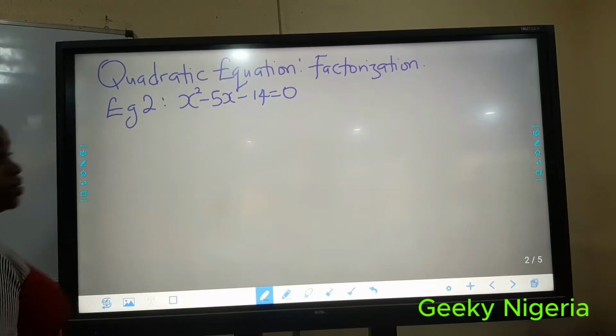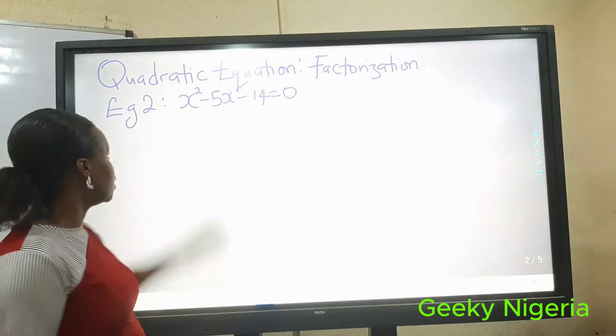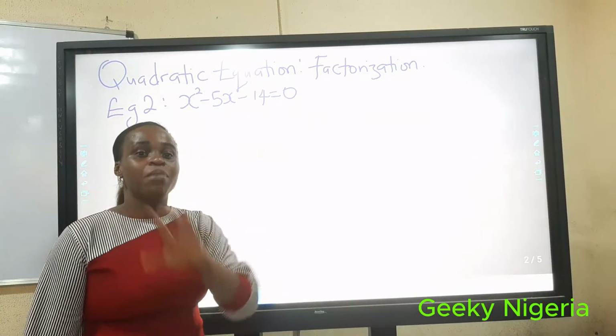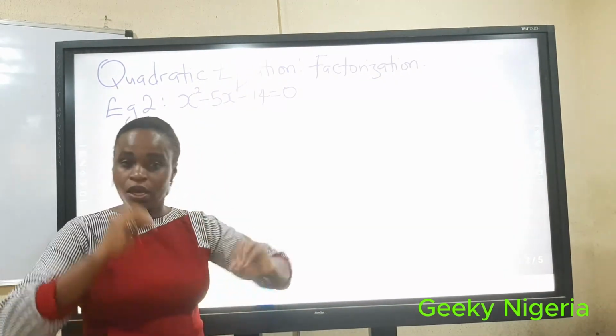So let's take our second example on quadratic equations using factorization. Now this is the question: x squared minus 5x minus 14 is equal to 0. Remember, the first thing you're supposed to do is write the general equation of a quadratic equation. With that, you can easily solve it.